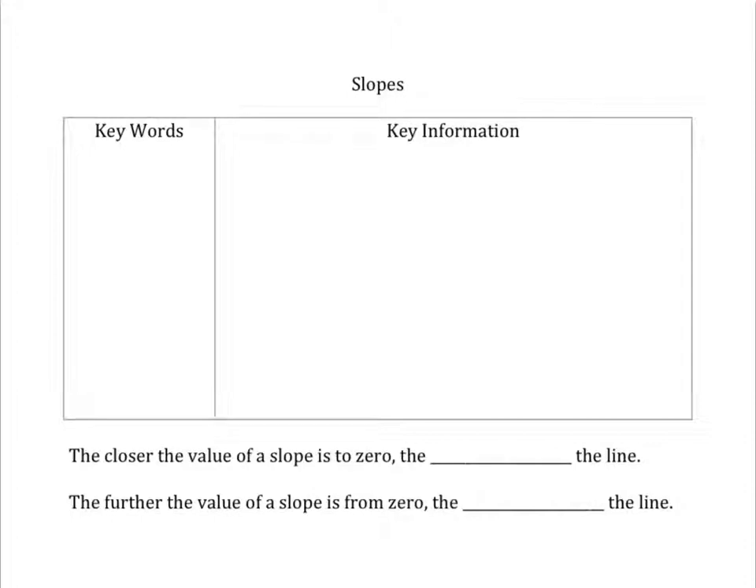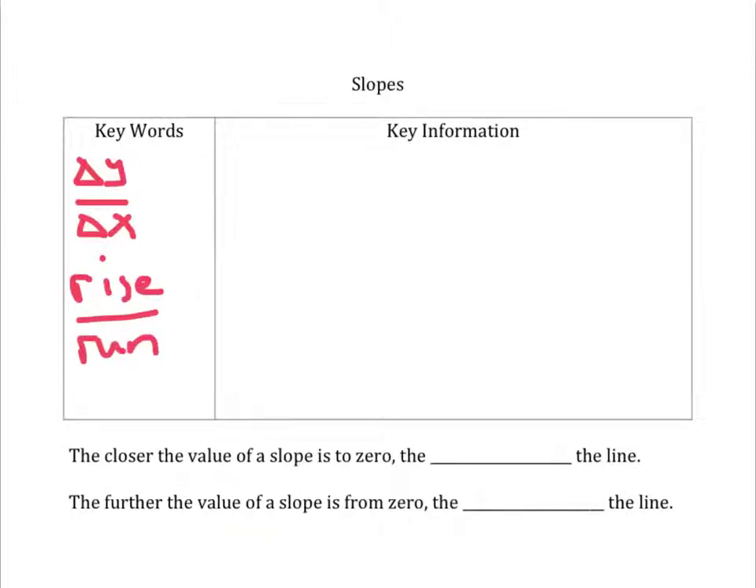Slopes. So this is kind of set up in Cornell note format. If you could set your notebooks up like that, that would be great. So some key words. For slopes, we know we have our delta y over delta x. That's a key thing that we need to consider. We also know that that's the same thing as rise over run. That would be something else to keep in mind.